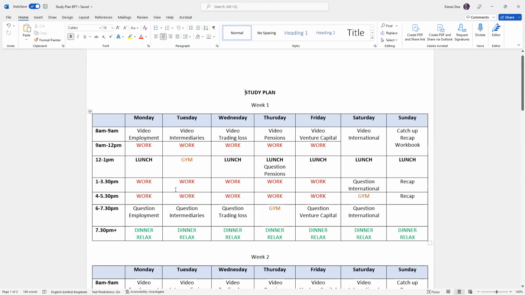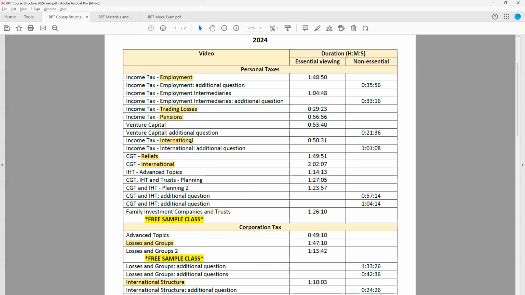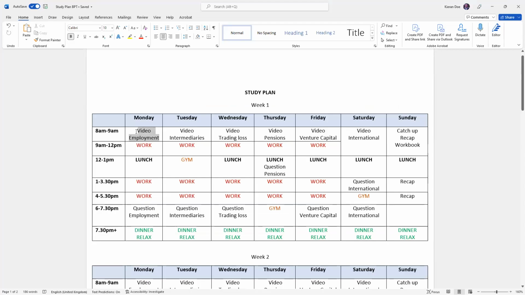This would also depend on how many exams you're sitting. If you're sitting other exams at the same time, then you're going to need to allocate topics for both exams or all three exams into these various slots. But to give you an idea of how you could make this work, once we've gone back to the topics, you could start with employment and go over the technical content. So you could watch the video on it.